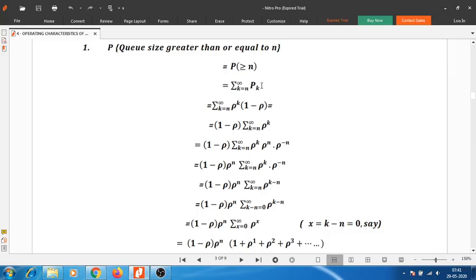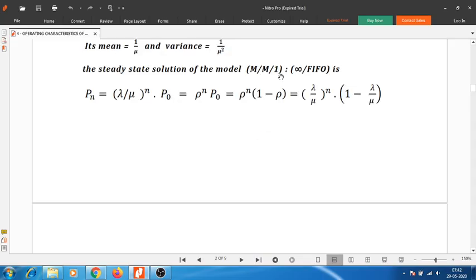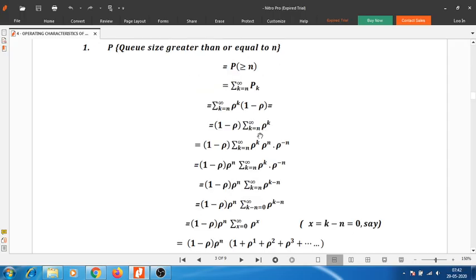Okay, so it is independent of time. That is the reason, instead of n, we just write k. Now we know the steady state solution: Pn is equal to rho power n into 1 minus rho. Instead of n, what are we writing right now? k. So that is equal to rho power k into 1 minus rho.